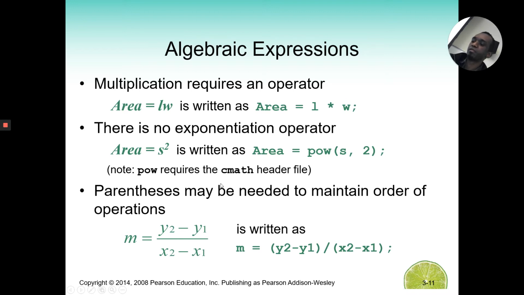Parentheses may be needed to maintain order of operation. If you had the equation of the slope, m = (y2 - y1) / (x2 - x1), you would write it like this. You would do the same if you had to write this in a TI-83 or 84 calculator as well.